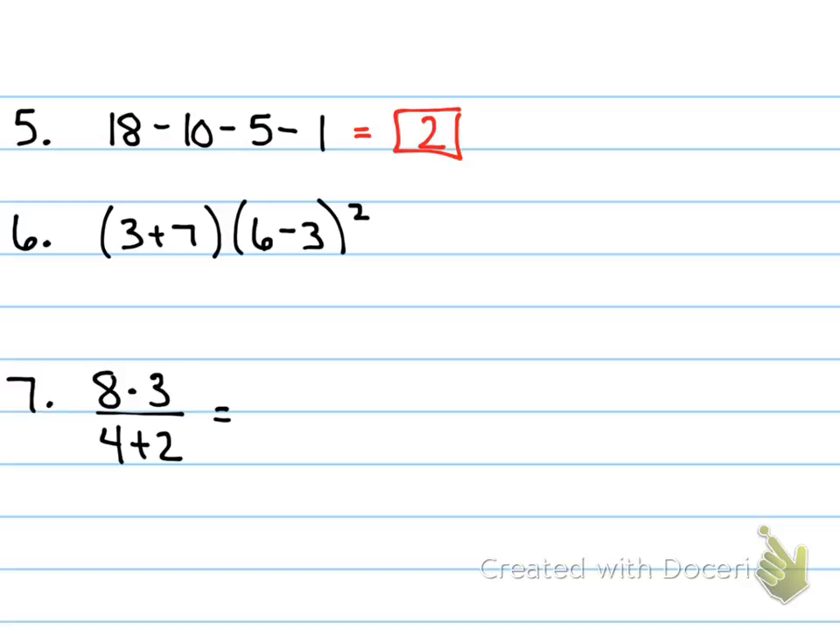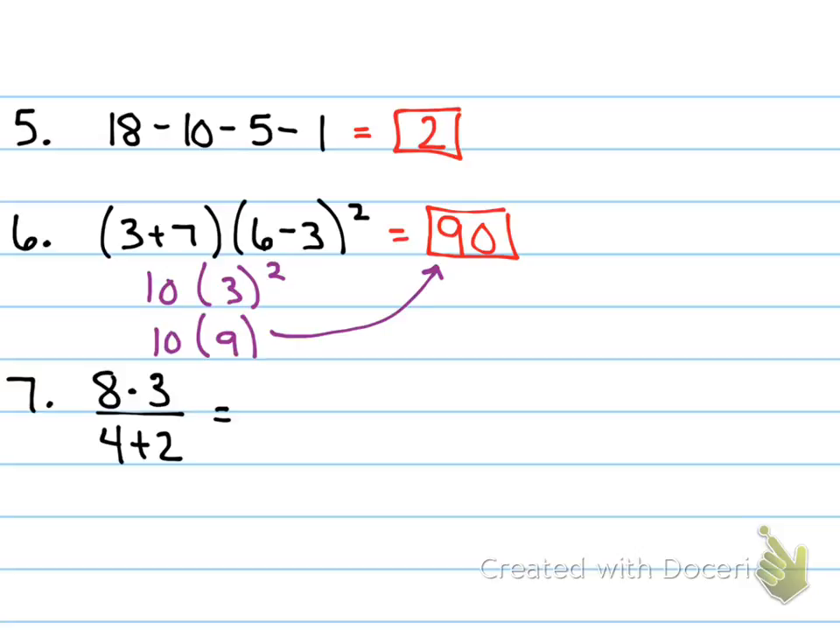What about number 6? Vanasia? Do you agree? No, the answer is 90. Did you get 90? All right, because, watch, guys. 3 plus 7 is 10. 6 minus 3 is 3. Then I have to square it. So what do I do next? I need to do the exponent. 3 squared is 9, and 10 times 9 is 90. All right, now on number 7, I need to simplify top and bottom, and my answer is 4. Anybody get all 3 of them right?